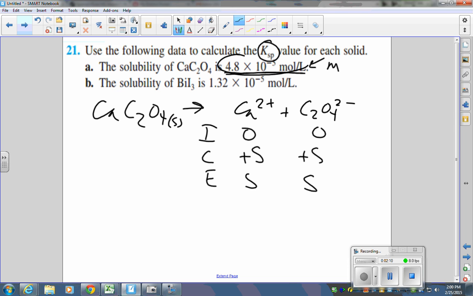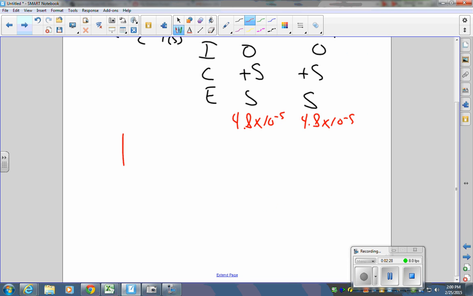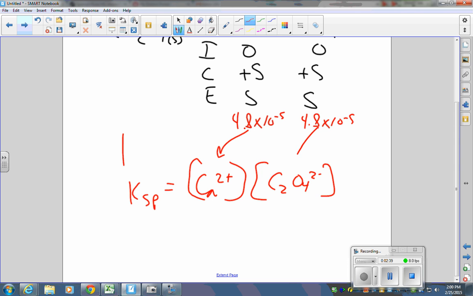Then I take the S value and add it to the E line before I go to the expression, because this is where people get confused. That's already molarity, so this is 4.8 times 10 to the negative 5th, and this is also 4.8 times 10 to the negative 5th. Plug that in. When I go to do my expression, I always do the expression separately. So my KSP expression is going to be [Ca2+], which drops right in, and [C2O4 2-], which drops right in. So basically 4.8 times 10 to the negative 5th squared will get you your answer. You end up with 2.3 times 10 to the negative 9th as my KSP value.